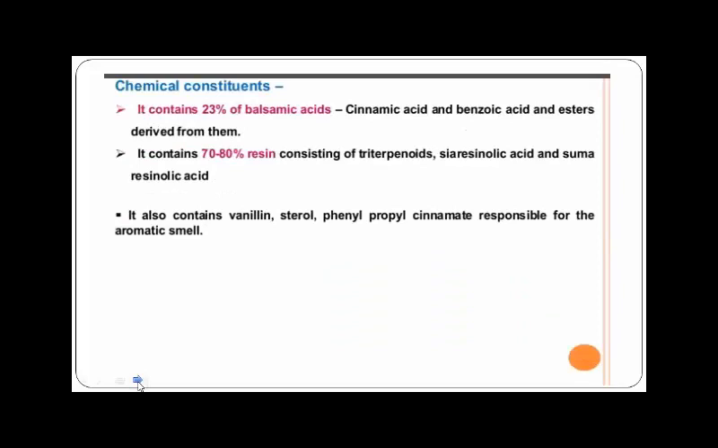The chemical constituents include about 23% of balsamic acids. It includes cinnamic acid and benzoic acid and also the esters of those. It contains 70 to 80% resins, consisting of triterpenoid, siaresinolic acid and sumaresinolic acid. Whereas it also has vanillin, sterol, and phenyl propyl cinnamate, which is responsible for its aromatic smell.